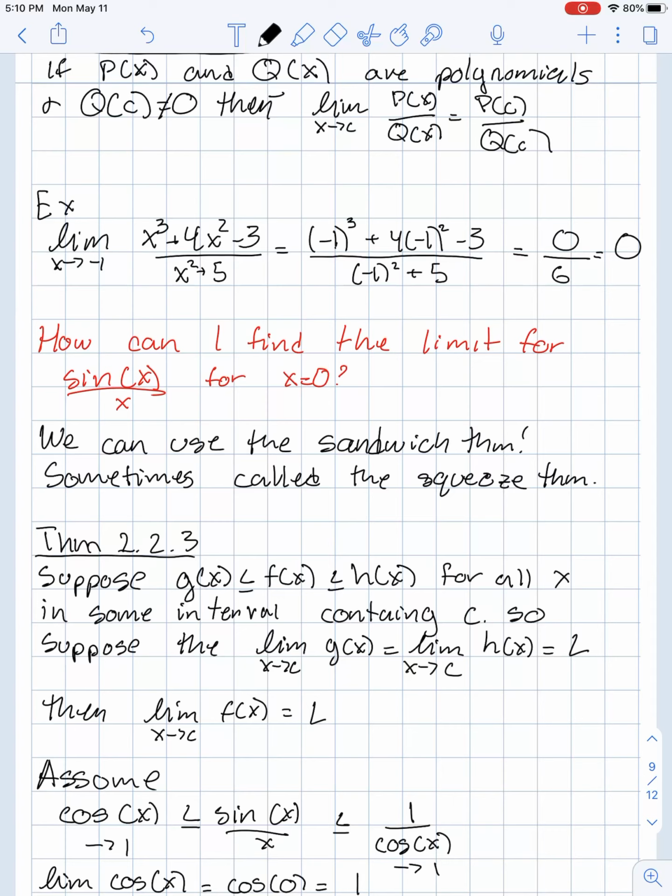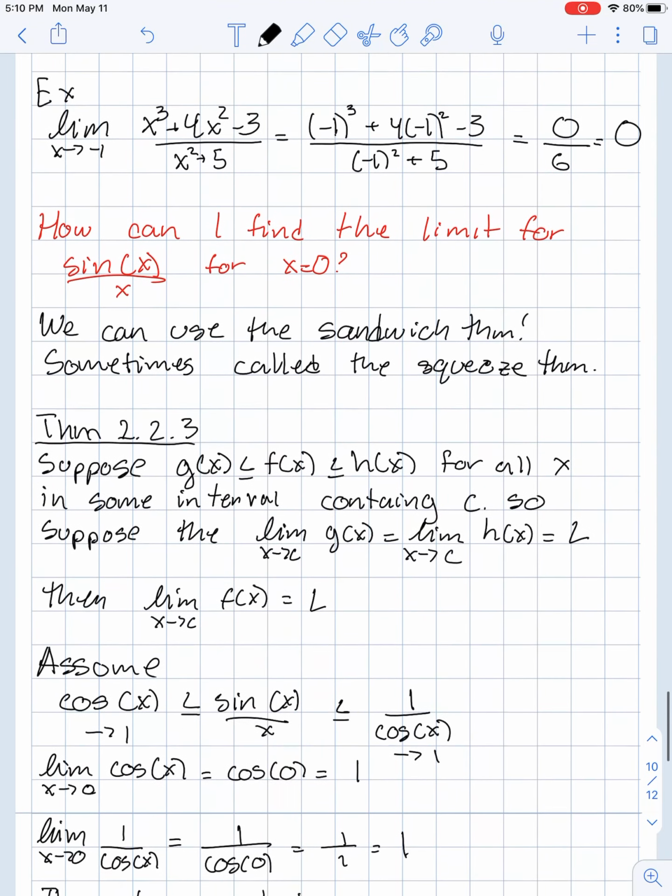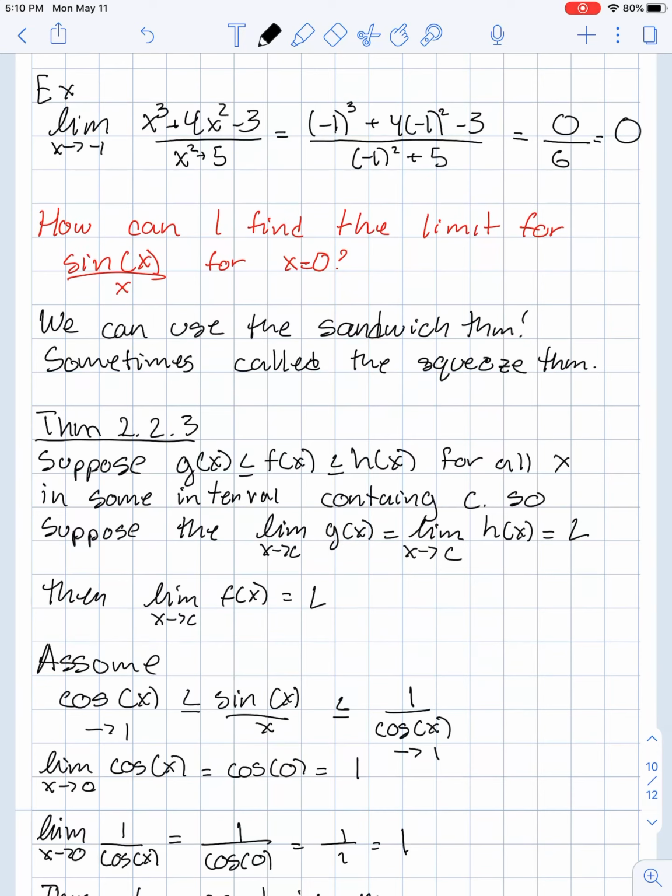I already know that g of x is going to be less than f of x less than h of x for all x on some interval. Now I need to make sure that the limit of cosine of x and the limit of 1 over cosine of x as x approaches 0 are the same. So let's do that. The limit as x approaches 0 of cosine of x is just cosine of 0, and that's just 1. Similarly, the limit of 1 over cosine as x approaches 0 is going to equal 1 over cosine of 0, equal to 1 divided by 1, which is 1.